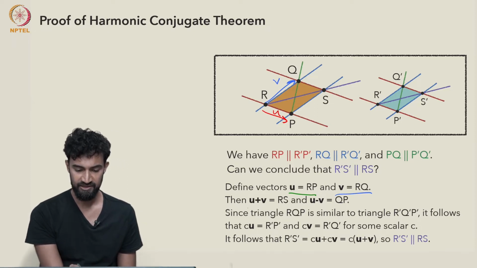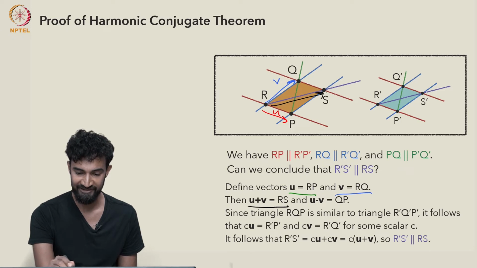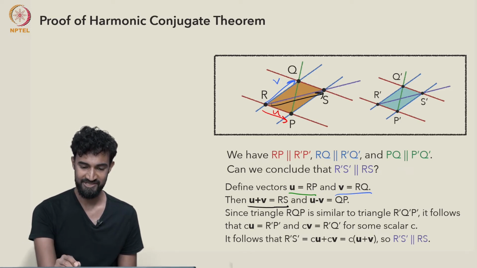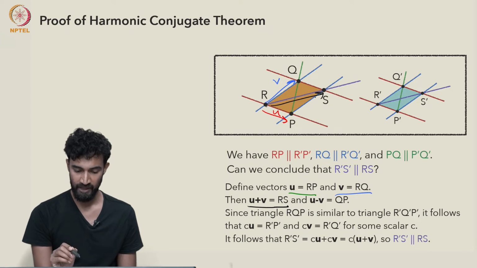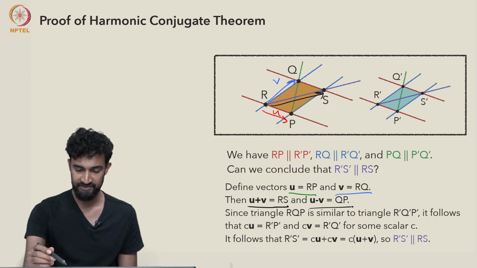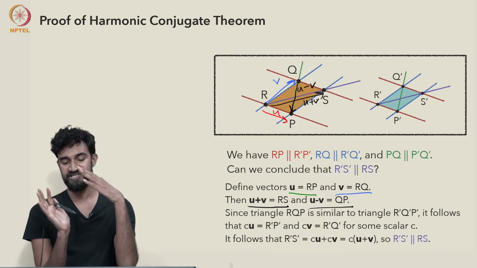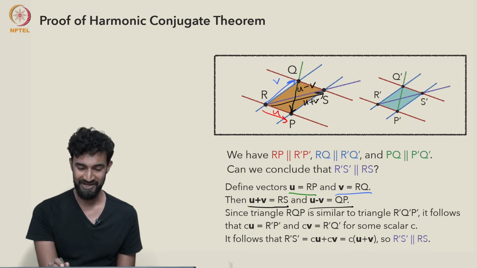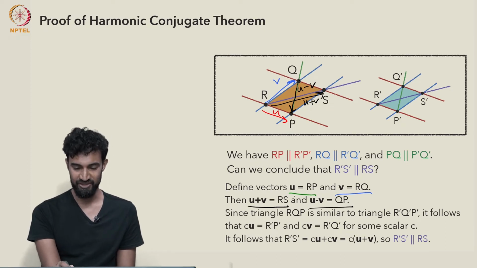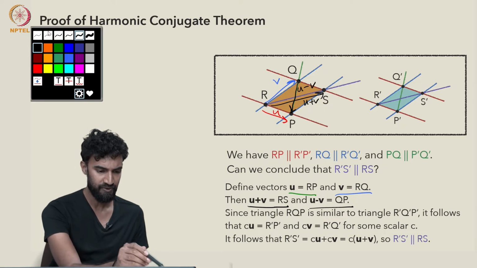Now let's define that given those vectors, we have that u plus v is what? Well, u plus v is just this vector, this diagonal segment RS. And u minus v is just the vector running from Q to P. This is u minus v, and this is u plus v. So the side vectors and the diagonal vectors are all nicely describable via u and v. Now, what else do we know?